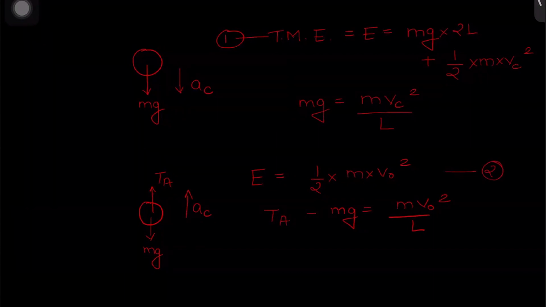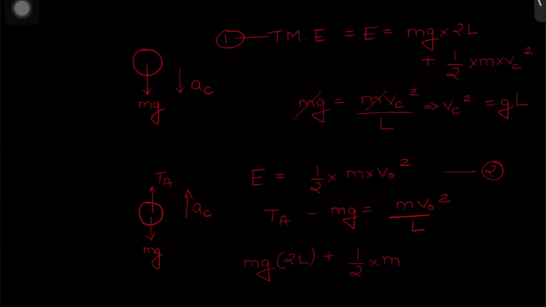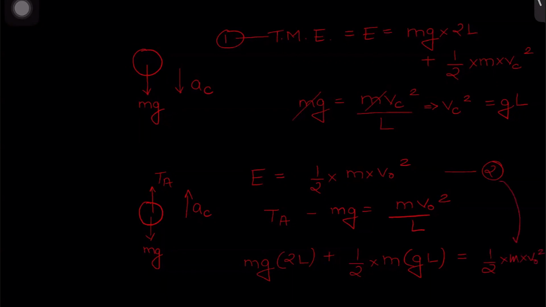Let us equate it. So what we will get is mg into 2L, correct, plus half m in the place of Vc square. From this equation we can get that Vc square is nothing but equal to gl. So in the place of Vc square I can write gl directly, which is equal to half m v naught square. Okay, so this is nothing but this equation and this is nothing but this equation.